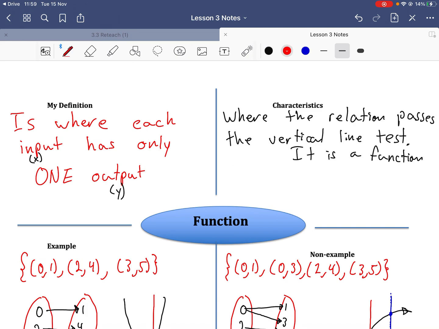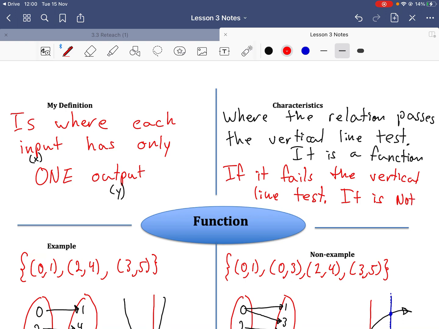If it fails the vertical line test, it is not a function. Okay? So that is another way that we can see it.